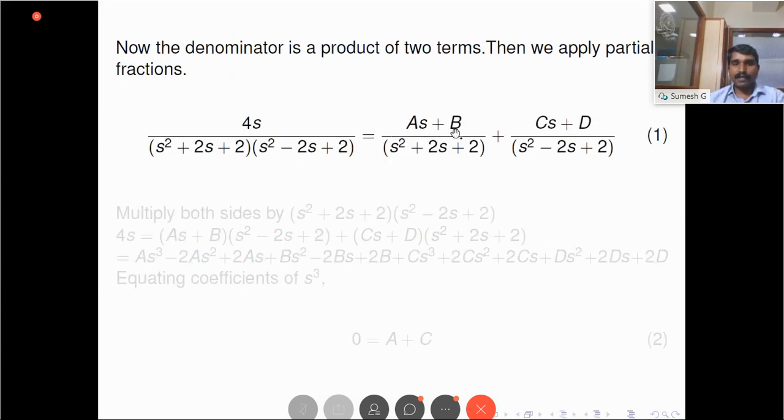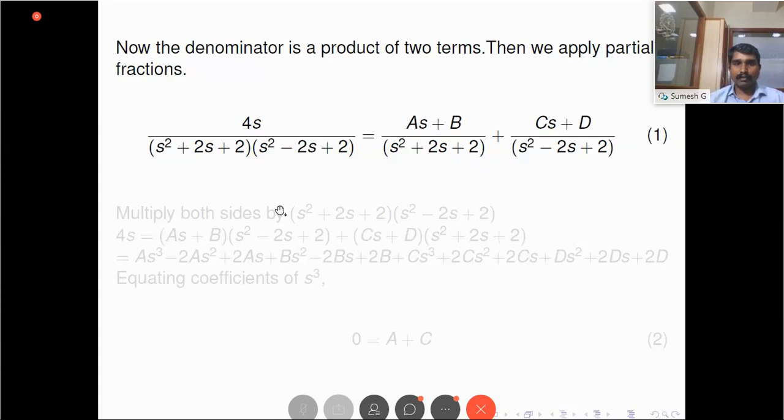The partial fraction form is (as + b) divided by (s square + 2s + 2) plus (cs + d) divided by (s square minus 2s + 2). And here the coefficients a, b, c and d correspond to second degree terms. We cannot find these values using the shorter method. To find the values of a, b, c and d, we have to apply the general method.